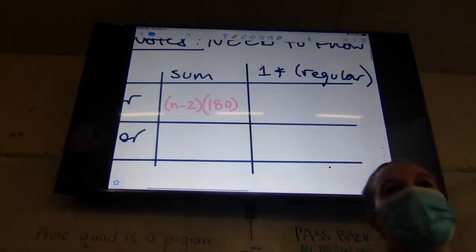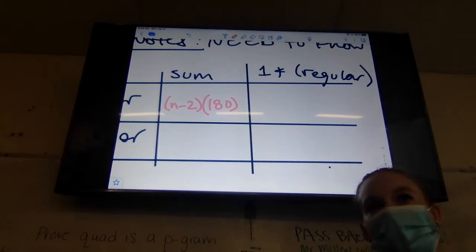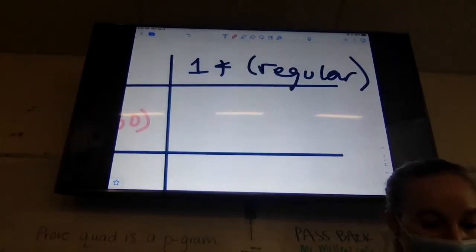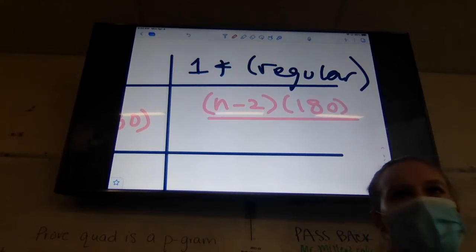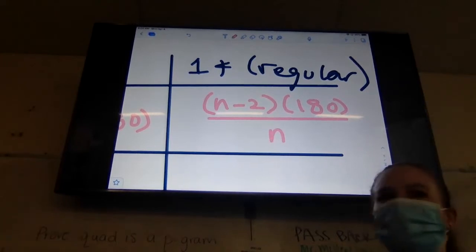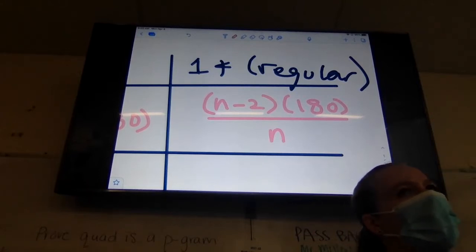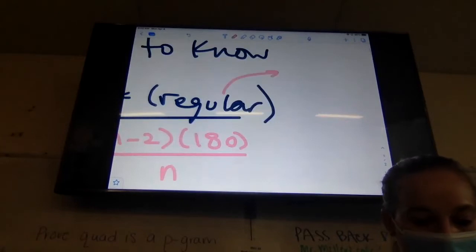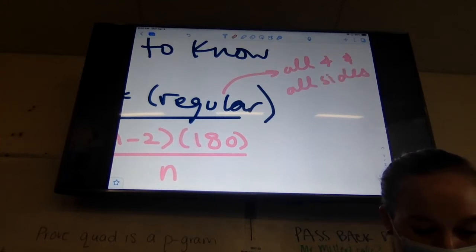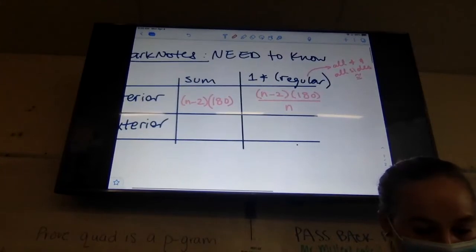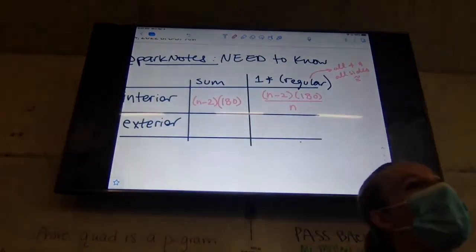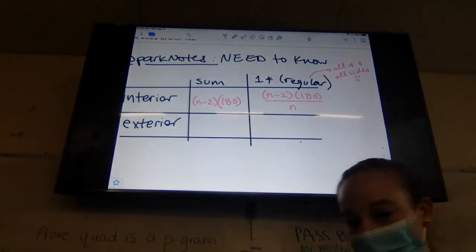Okay, how do I find one exact angle? If that's the sum and I just want to find one of them, what do I do now? Yeah, Corey. Divide that equation by n. So what that's saying is a regular shape. Do you guys remember what regular means? Nod with me if you know what regular means. Shake your head if you don't. All the sides are equal, and thus what else? Good. All angles and all sides are congruent. Very good. Okay, those are my interior angles. All my sides and all my angles are congruent.